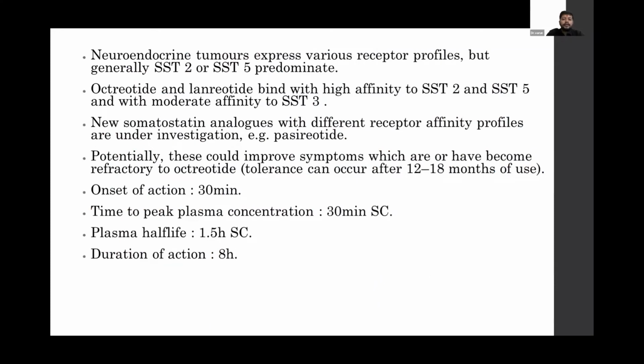Neuroendocrine tumors express various receptor profiles, but generally SST2 and SST5 are the predominant receptors for neuroendocrine tumors. Octreotide and lanreotide bind with high affinity to SST2 and SST5, with moderate affinity to the SST3 receptor. The new somatostatin analog pasireotide has a different receptor affinity profile and is under investigation. Potentially, this could improve the symptoms which are or have become refractory to octreotide.